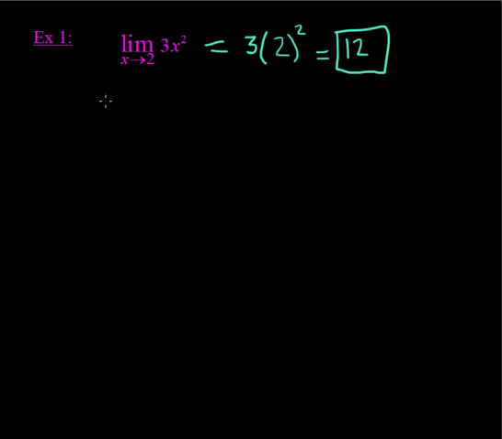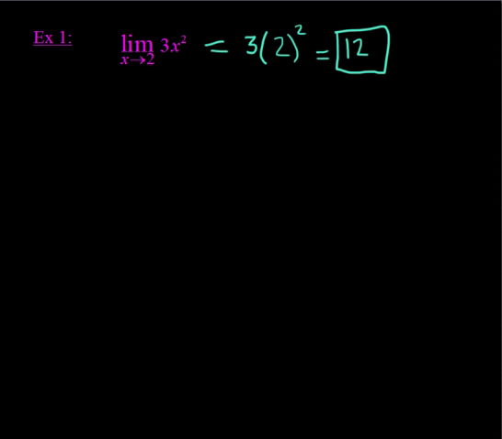So first, we have example 1. Example 1 is taking the limit as x approaches 2 of 3x squared. That's pretty straightforward. Just try plugging in the value that x is approaching. We plug it in. You can see it causes no problems because we get 3 times 2 squared. That's 3 times 4. 3 times 4 is 12. It's that simple. Remember, don't forget that first step.